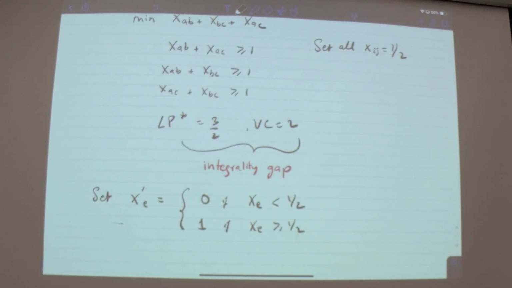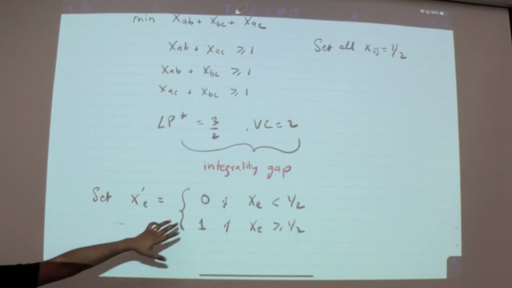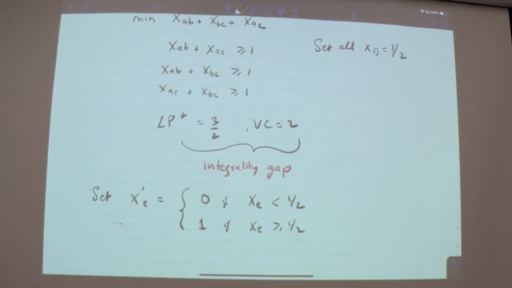Okay, I think I got this wrong. The correct thing to do here is to set it to 1 as long as it's more than 0. So the correct thing here is to set this to 0 if it's 0, and to 1 if it's more than 0. What that effectively does is it gives you lots of extra edges, but you can show you don't get too many extra edges. But I'll talk about this next time.